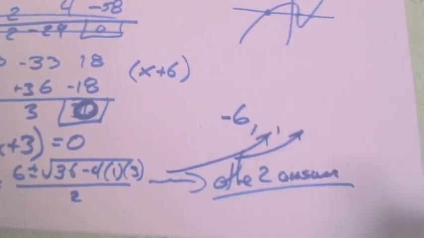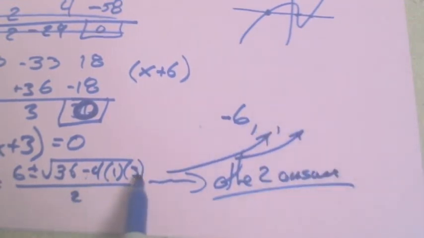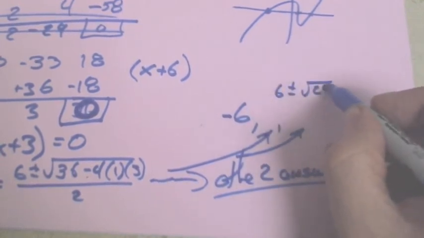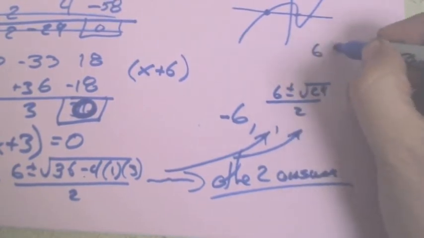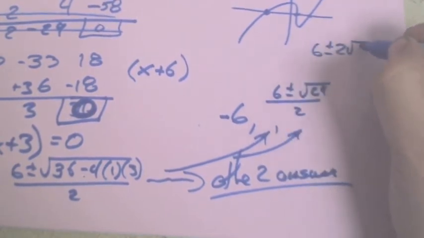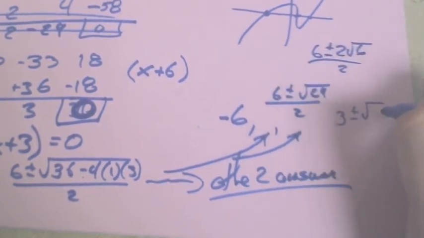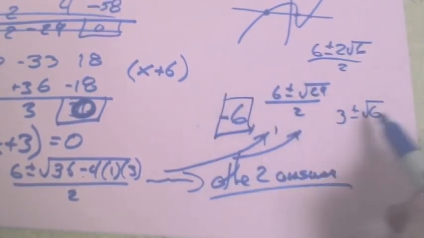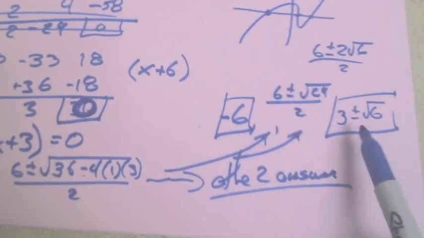And they will be things like, let's just do it. That's 12, so it's 6 plus or minus the square root of 24 over 2. The 24 is 4 times 6, so 6 plus or minus 2 root 6 over 2. So how about 3 plus or minus the square root of 6? So your answers are negative 6 and 3 plus or minus the square root of 6. You guys can do that work. But that's what I mean when I say exact zeros.